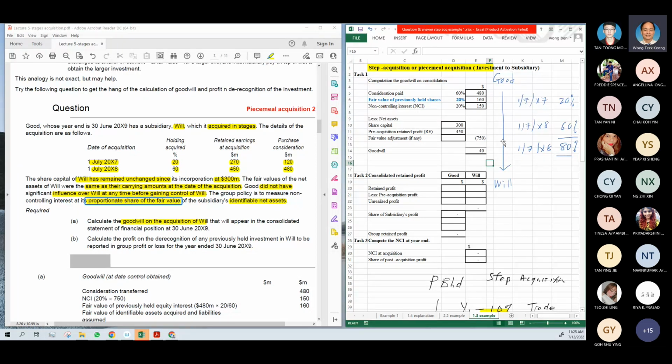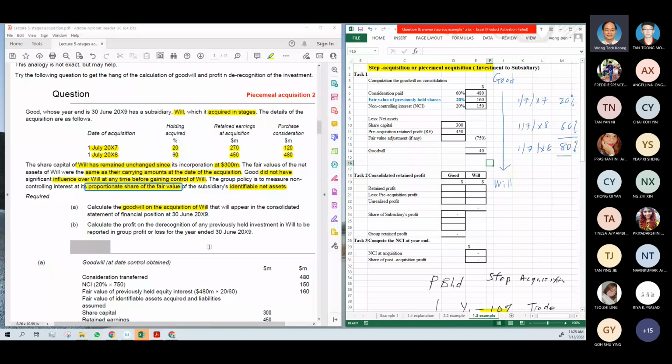Okay, thank you. Any other question? So this is part A required. Part B, they're asking you the profit on de-recognizing any previously held investment. Previously they held 20%, bought at 120. Now the value is 160. So you have a gain. Previously you held the 20% you bought, consideration 120 million. Now the value is 160. You bought more, the value went up, so this is your investment gain of 40.